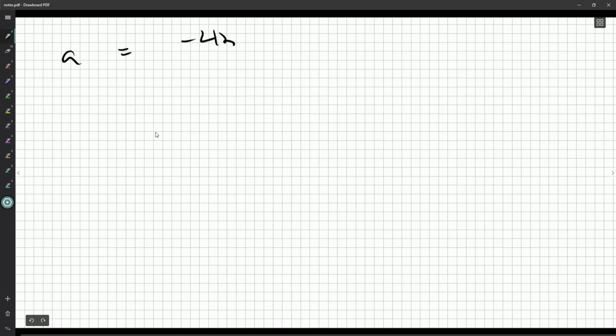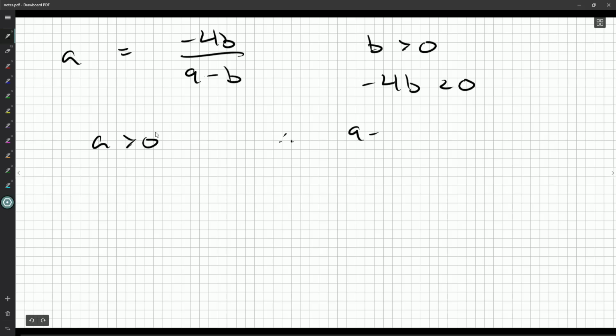A is negative 4b over 9 minus b. Now, b is greater than 0, so negative 4b is less than 0. But a is greater than 0. So that tells me I have to at least divide by something that's negative if I'm going to get a positive, because we definitely have something negative on top. So we need to get something negative on the bottom. So b has to be greater than 9. Great.